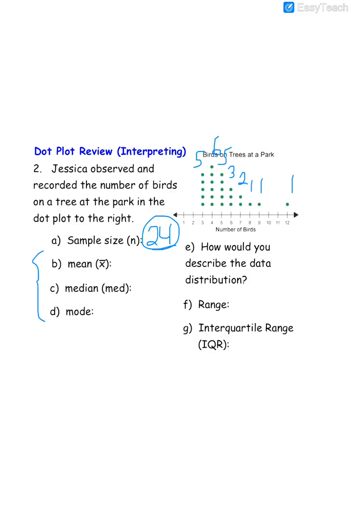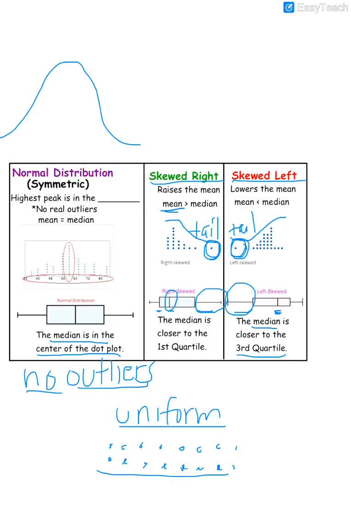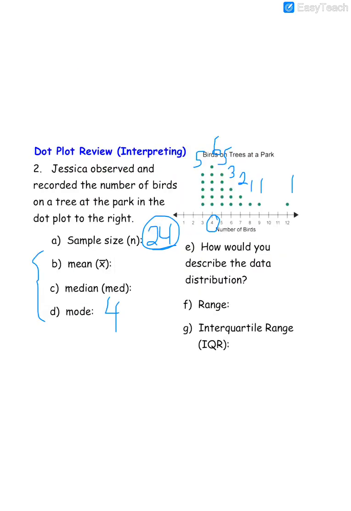Mode, I don't need my calculator. Which number appears most often? It's looking like the 4 because it has 6 dots. How would you describe the data distribution? So is it, going back to the prior page, is it normal, skewed right, or skewed left? So I'm going to go with the tails on the right. So I'm going to say skewed right.